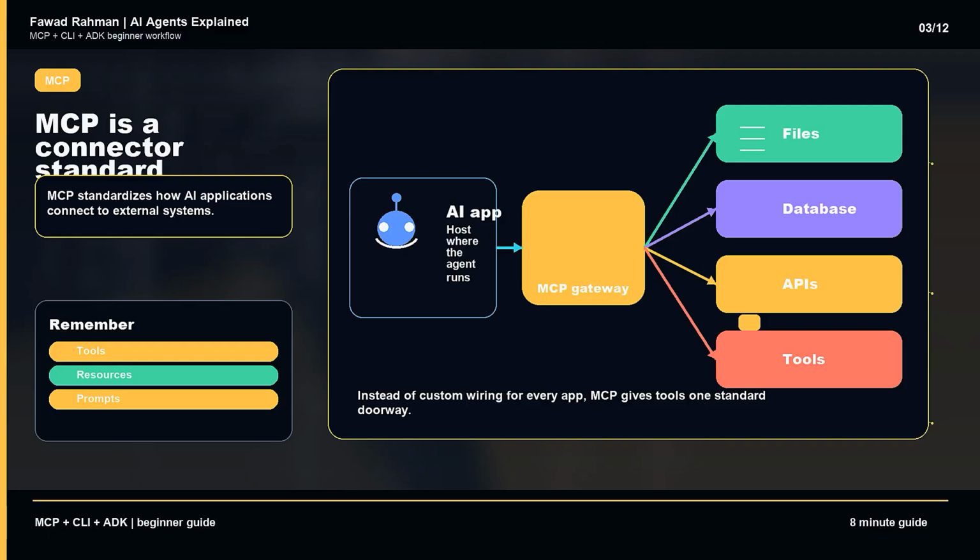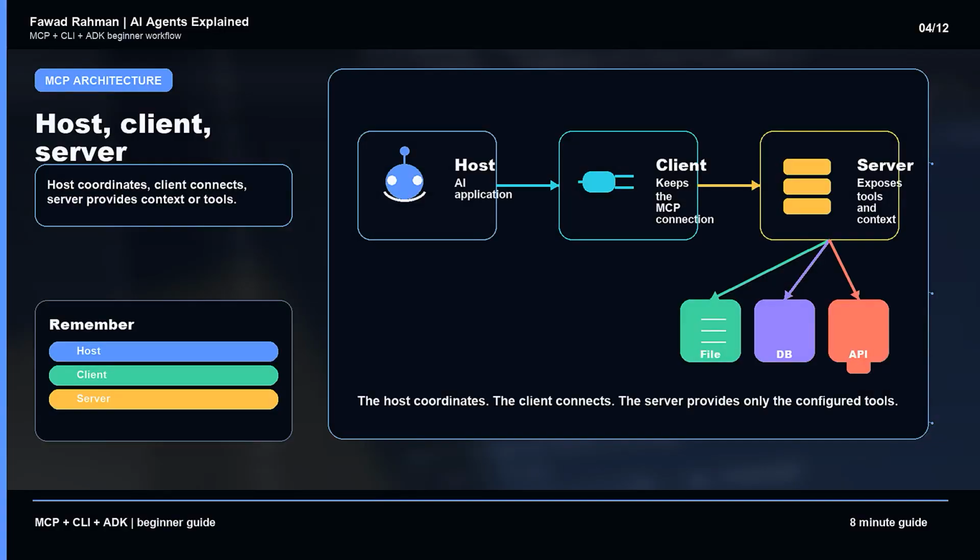So MCP does not magically make a model smarter. It gives the AI a cleaner, safer way to discover tools, ask for context, and request actions. That standard matters because the same server can become useful across different clients instead of being rebuilt for every single app. MCP has three main participants.